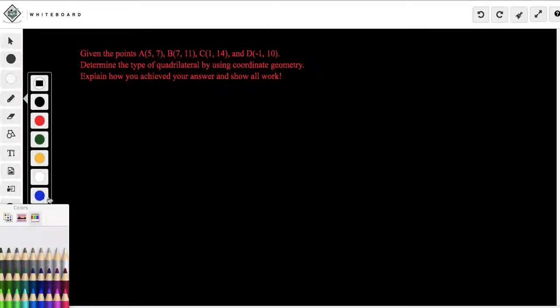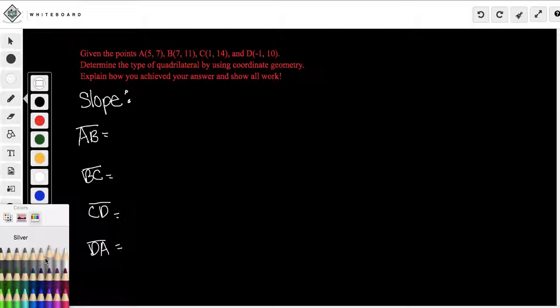The first thing you're going to need to do is find the slope of all of your line segments. So you have A, B, C, D. If you want to graph them, you can, but you do not have to graph them. So we're going to find our slopes of all four line segments. And our four line segments would be line segment AB, BC, CD, and DA. I'm just getting organized here. Okay, so let's start with the first one.